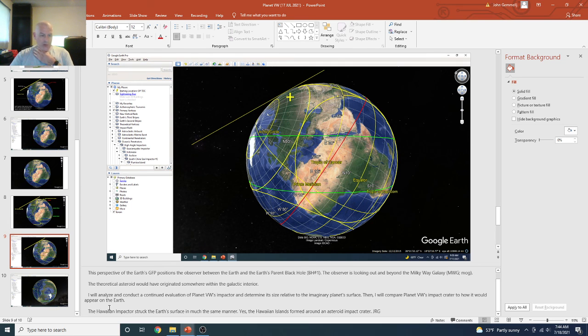Okay. The Hawaiian impactor struck the Earth's surface in much the same manner. Yes, the Hawaiian Islands formed around an asteroid impact crater. And I have a video on that. Anybody can go view it.